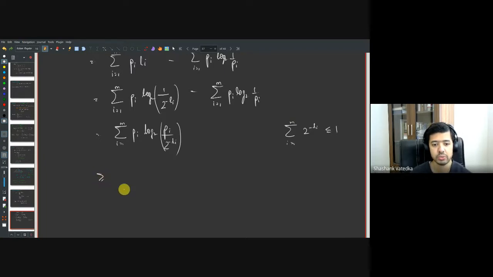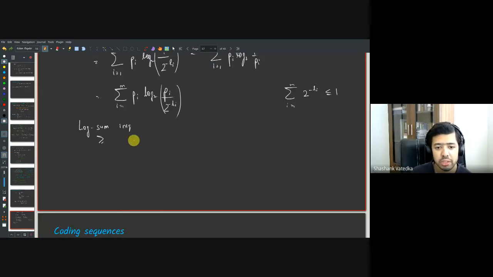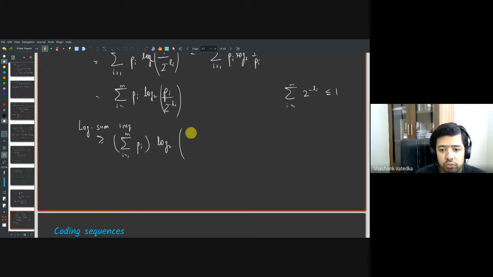Okay, so we have this. But now what I can do is use the log sum inequality. And what does the log sum inequality say? Summation a_i log a_i by b_i is always going to be greater than or equal to summation a_i times log of summation a_i divided by summation b_i.